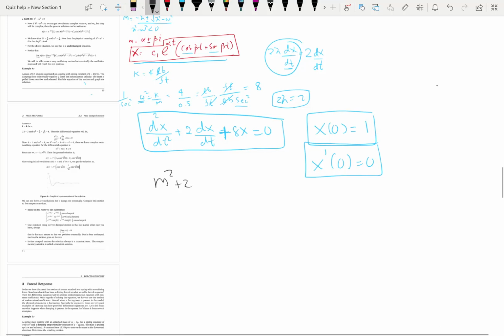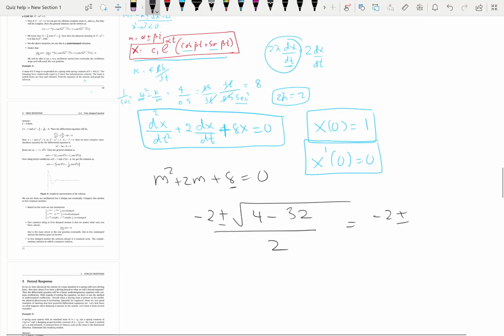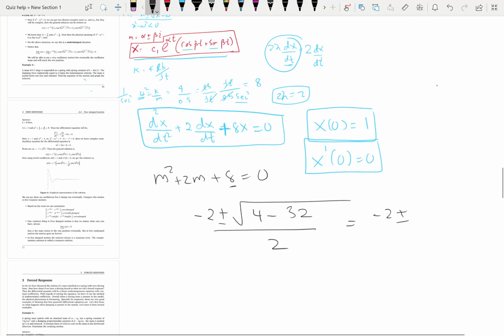m squared plus 2m plus 8 is equal to 0. So let's use the quadratic formula. Negative 2 plus or minus the square root of 2 squared, which is 4, minus 4 times 8, which is 32, all divided by 2a, which is 2. So negative 2 plus or minus the square root of 4 minus 32, which is negative 28.